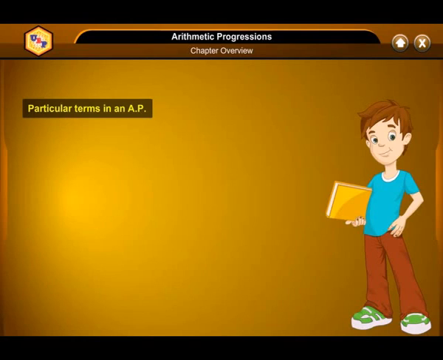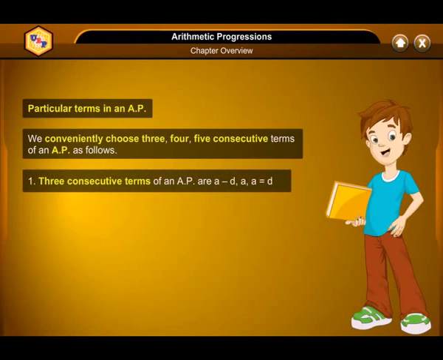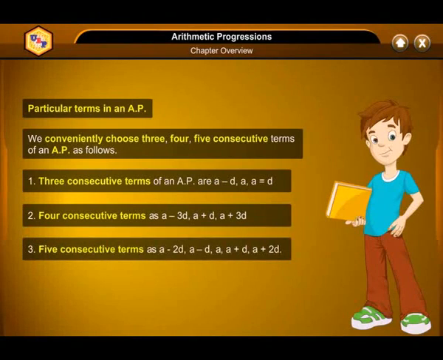Particular terms in an AP. We conveniently choose 3, 4, 5 consecutive terms of an AP as follows. Three consecutive terms of an AP are a minus d, a, a plus d. Four consecutive terms as a minus 3d, a minus d, a plus d, a plus 3d. Five consecutive terms as a minus 2d, a minus d, a, a plus d, a plus 2d.